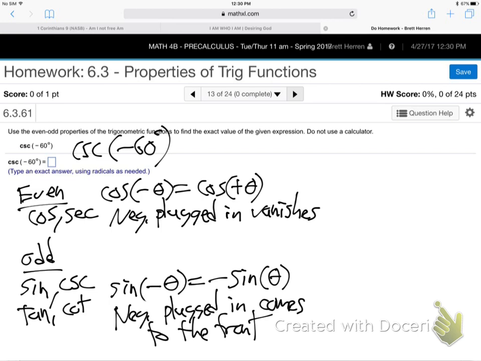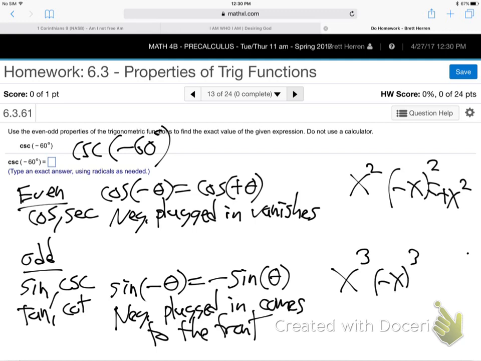You remember where they got the name even and odd? Even is like x squared. Odd is like x cubed, odd powers, right? You know what happens if you plug a negative into x squared. Where's that negative go? It vanishes. It ends up being positive, because negative to an even power vanishes. What about if you plug a negative into an odd power? The negative just comes to the front in the answer, because an odd number of negatives is negative. So that's the idea with even and odd and negative plug-ins.